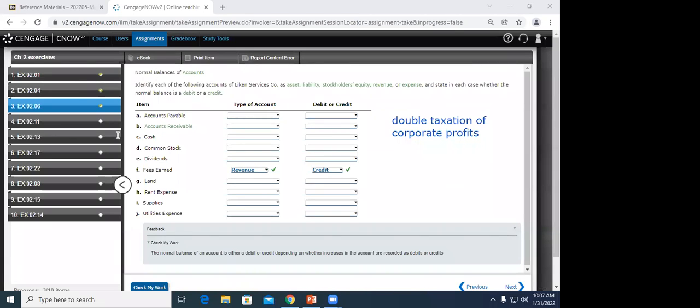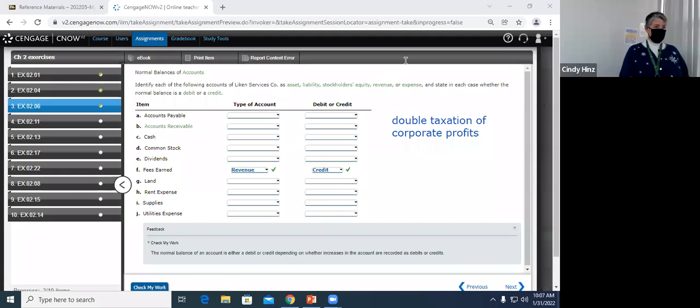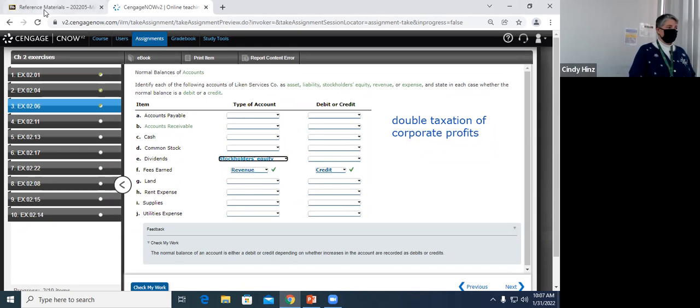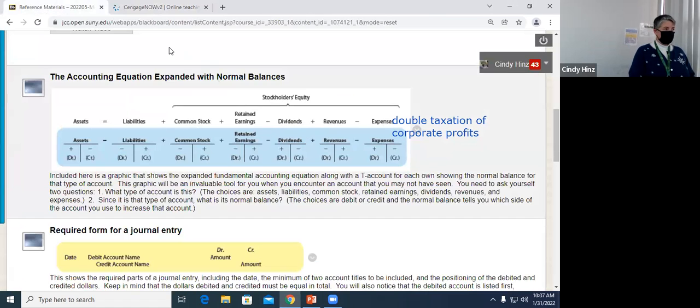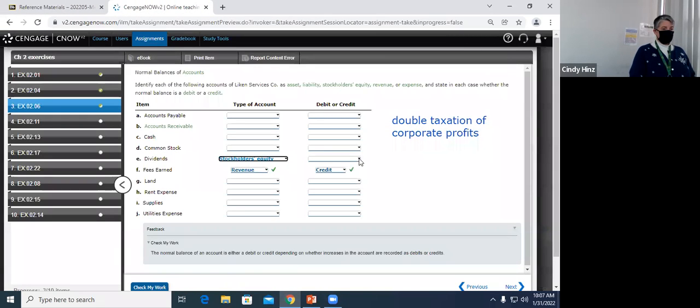Yes, it does. Thank you. Yeah, you're welcome. So dividends are its own type. For our purposes here, we're going to classify it as stockholders' equity. But it is its own type of account under stockholders' equity. We can see that here, its own type of account. But it does have a normal debit balance because it reduces our equity. The more dividends we pay, the less earnings we retain. So I'm glad you asked that question because it is definitely a little different.